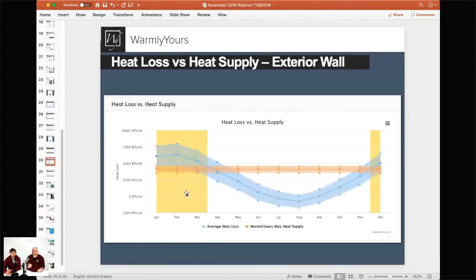Exactly. So this is really good, I love the way that this separates. Let's take a look at this one now too. Same thing here. We're comparing the heat loss versus heat supply. Again, the blue line is your average heat loss. The heat supply is the orange, which of course stays the same because we're providing that maximum all the time. And as you can see, the blue line goes above the heat supply that WarmlyYours can do. Of course, it's in those months where it gets colder that the heat loss becomes higher than the heat supply. So it's the same problem, just looked at from two different perspectives.